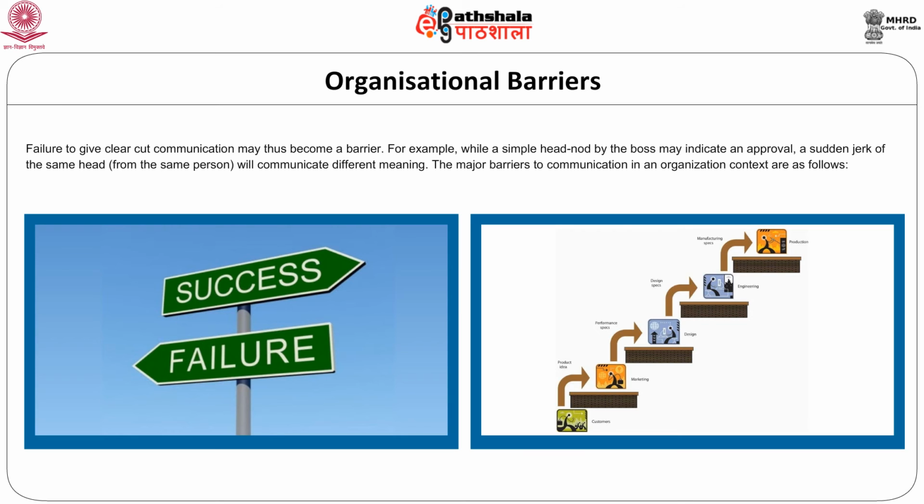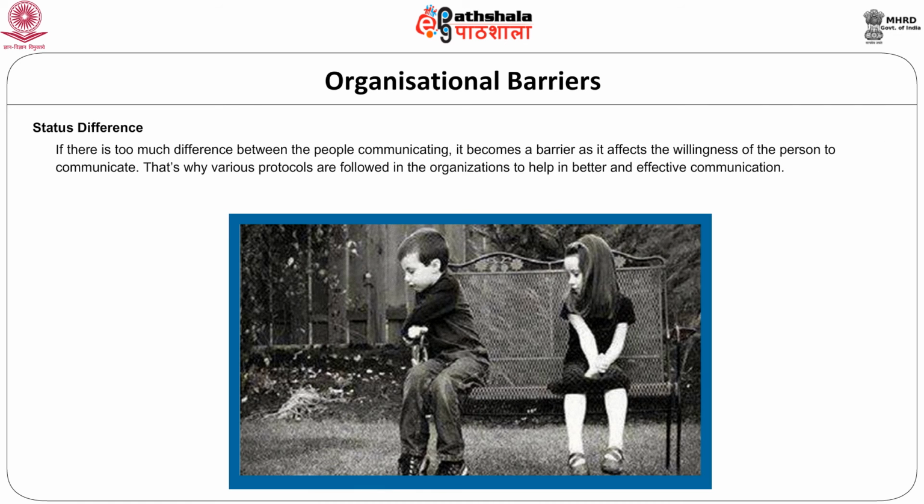For example, while a simple head nod by the boss may indicate an approval, a sudden jerk of the same head from the same person will communicate a different meaning. The major barriers to communication in an organizational context are: number one, status difference. While communicating with people in an organization, if there is too much difference between the people, it becomes a barrier, as it affects the willingness of the person to communicate. That is why various protocols are followed in an organization which help in better and effective communication, and it goes a long way in running the organization in a smooth and coordinated manner.